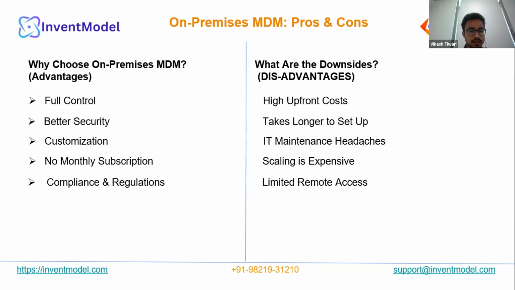The second one is better security. When we are using on premises, if we are managing our MDM well, then all the data on your servers is not shared with a third-party cloud partner. It is the best thing for your industry, which strictly secures your data and follows all the rules and regulations. And the third one is customization.